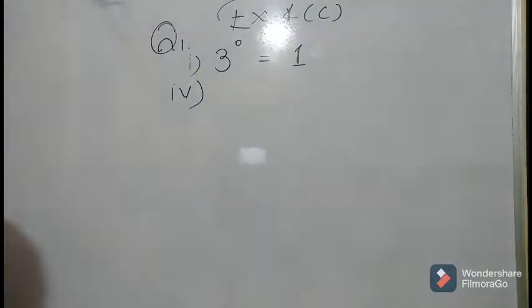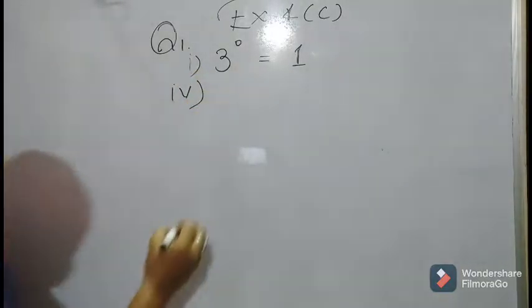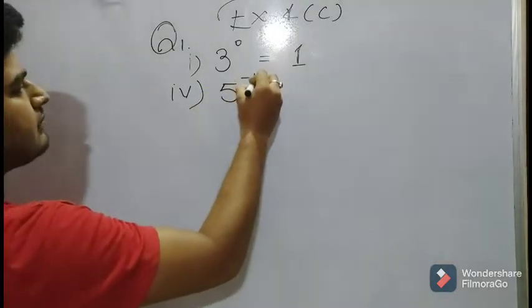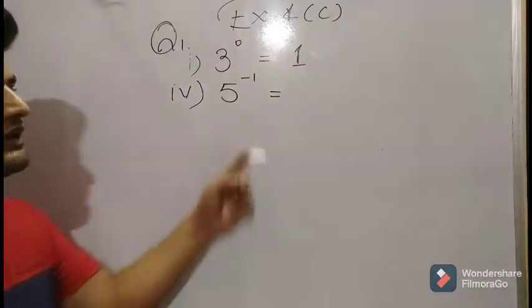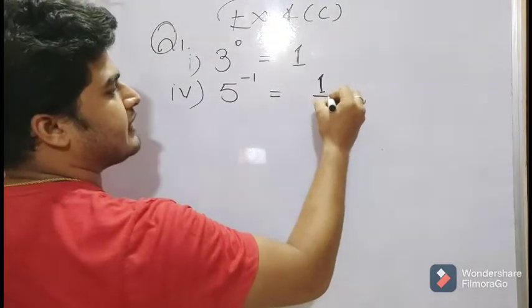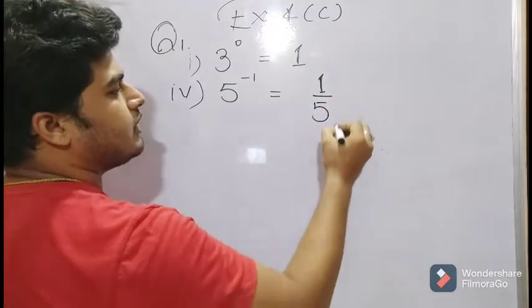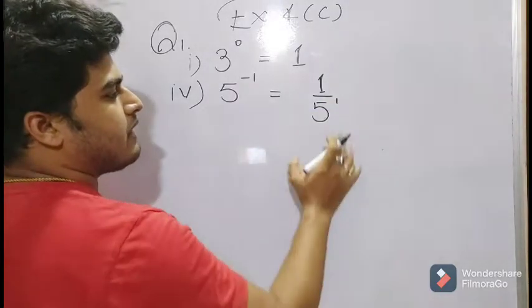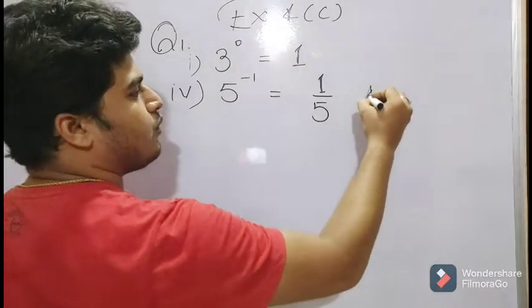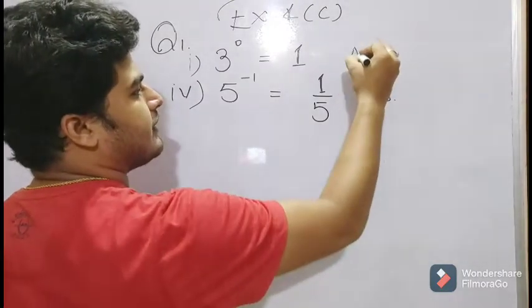The fourth part is saying 5 to the power minus 1. So when the power is negative, it becomes positive if we take the reciprocal. So it will become 1 upon 5 to the power 1, and power 1 is 5 itself. So it will be answered as 1 by 5.